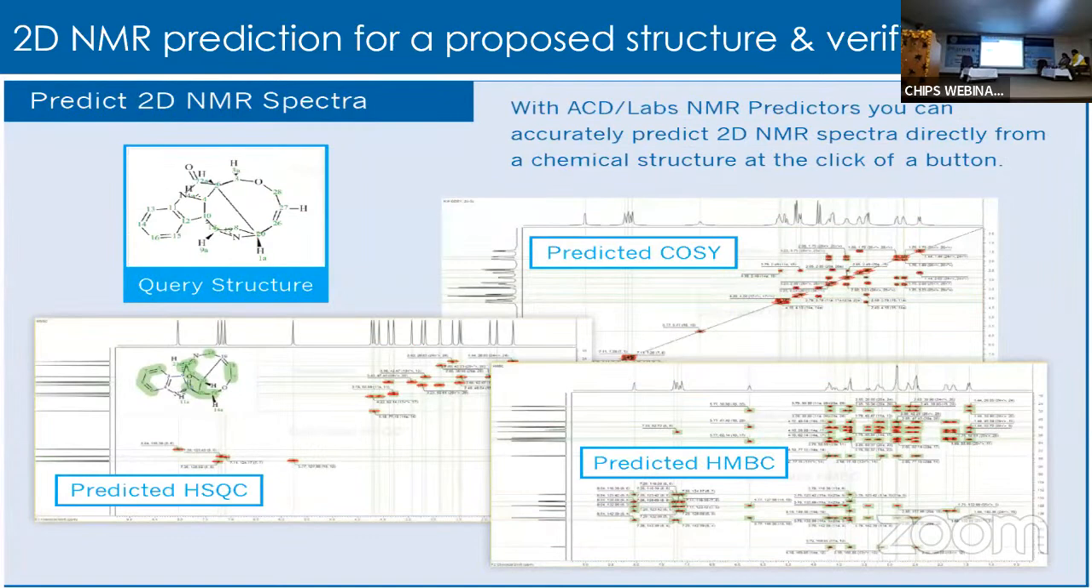And similarly, as we mentioned, you can see other 2D spectra also. You can predict HSQC, HMBC, everything, on the same platform.